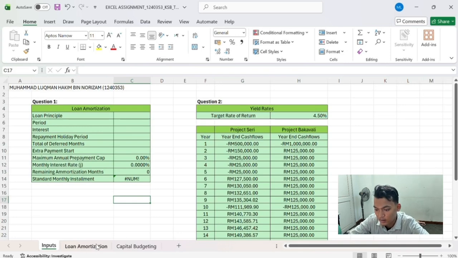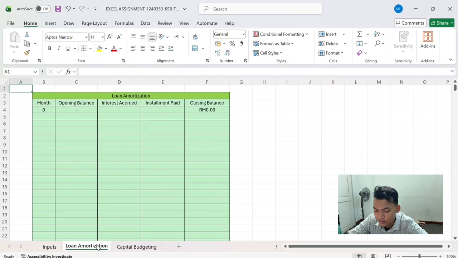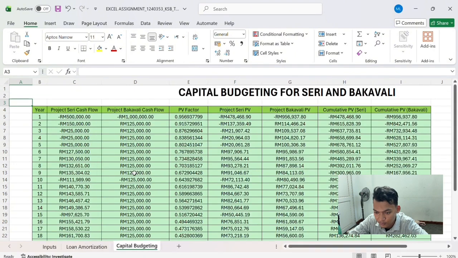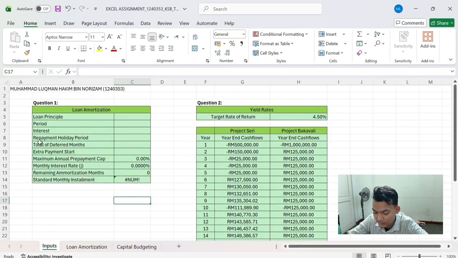So let's go through my Excel file. As you can see here, we have 3 tabs. The first one is inputs, where we put all the information that we get from the question. The second one is the loan amortization, and the last one is the capital budgeting for question 2.